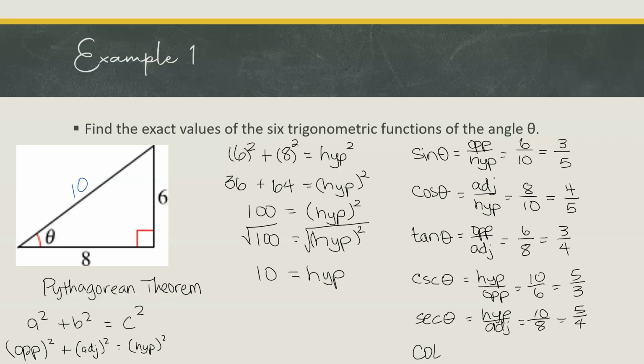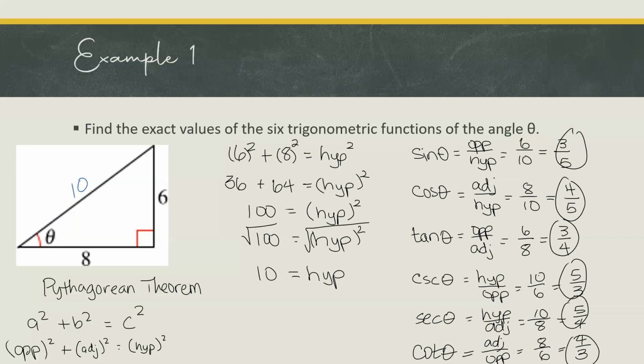And then let's squeeze cotangent down here. This is the reciprocal of tangent. By definition, it is the adjacent over the opposite side. So that would give us 8 over 6, which would reduce to 4 over 3. So there's all 6 exact values of our trig functions.